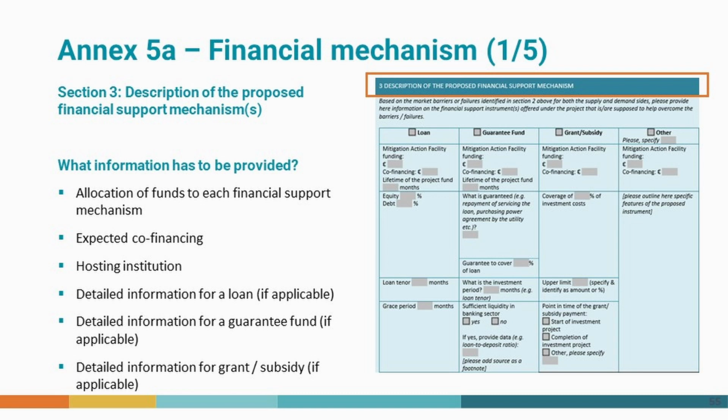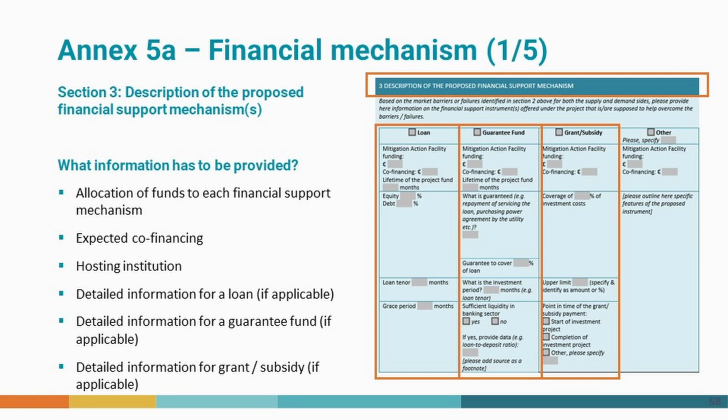In the template, there are already 3 types of financial mechanisms specified: loan, guarantee fund, and grant or subsidy. Additionally, there is space to add the relevant information for any other type of mechanisms that your project proposes. If you're proposing to support more than one financial mechanism, you shall provide the requested information for all the supported mechanisms. Now, let's see the type of information that you will be asked to provide for each type of mechanism.